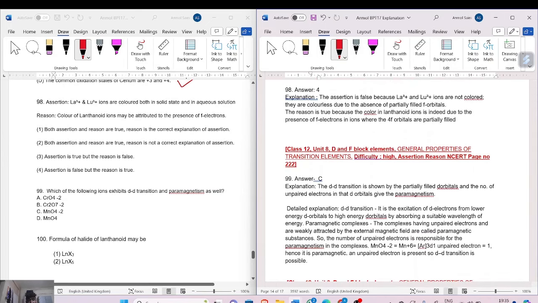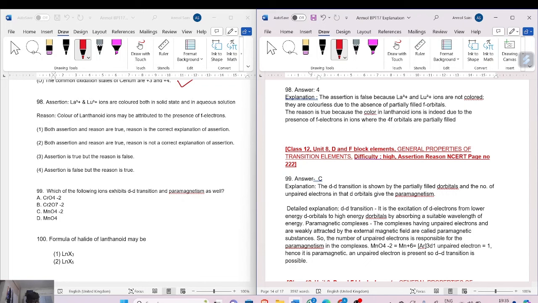La3+ and Lu3+ ions are colored in solid state and in aqueous state. This is our assertion. This is an assertion-reason question. And the reason is the color of lanthanoid ions may be attributed to the presence of f electrons.